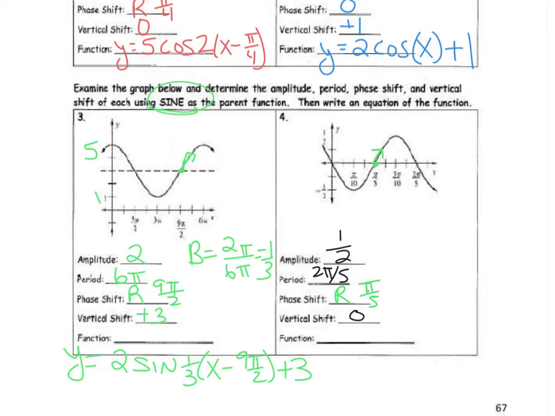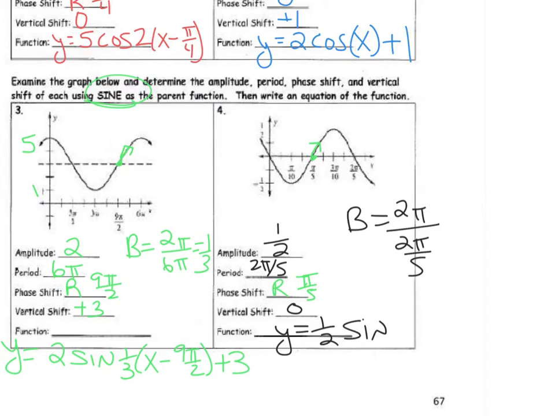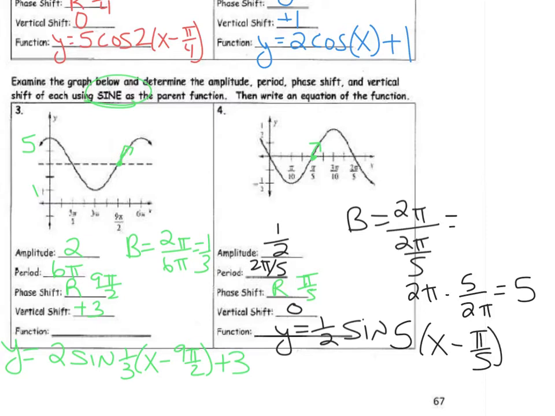Vertical shift is none. So y equals 1/2 sine. Now b is 2 pi over 2 pi over 5. So to simplify that, we are going to multiply by the reciprocal of the denominator and get 5. To the right, pi over 5, and no vertical shift.